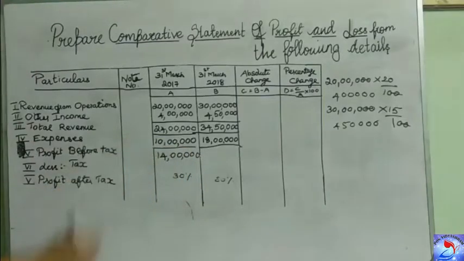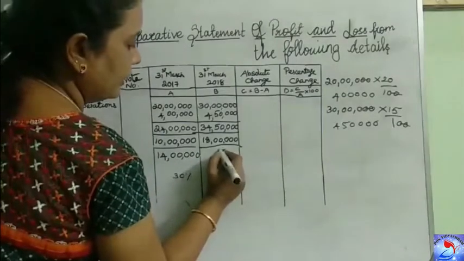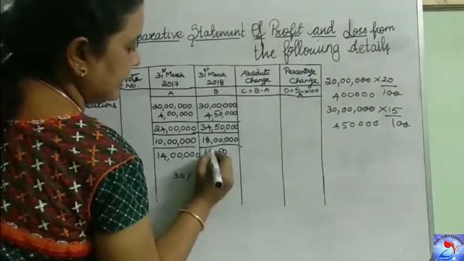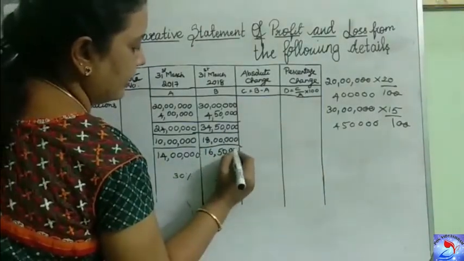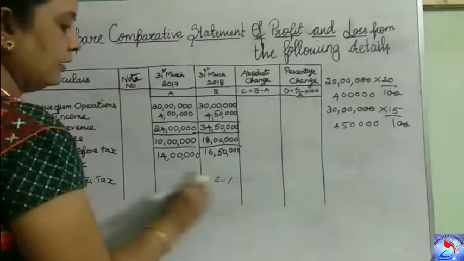For this, 34 lakh 50,000 minus 18 lakh will give you, how much will you get? You will get 16 lakh 50,000. Am I correct? Is it 16 lakh 50,000? Yes, it is 16 lakh 50,000. Then less tax. Tax is how much? Tax is 30% for the 2 years.